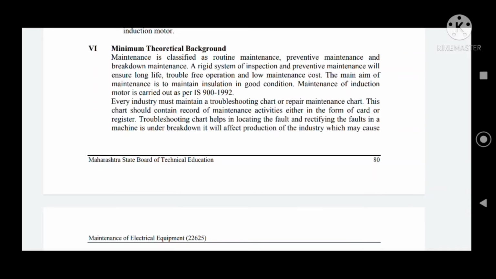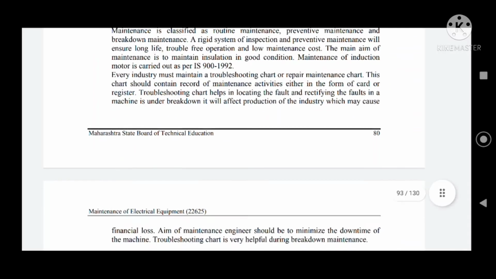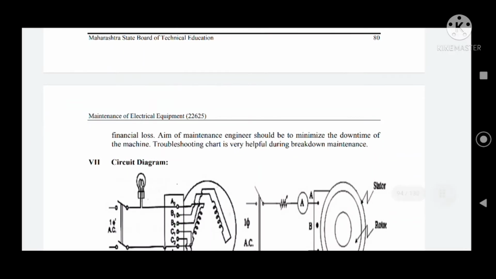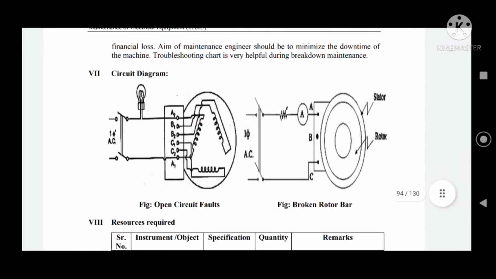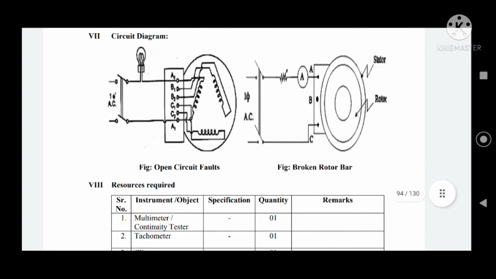It will affect production of the industry, which may cause financial loss. Aim of maintenance engineer should be to minimize the downtime of the machine. Troubleshooting chart is very helpful during breakdown maintenance. So this is the circuit diagram for this practical. Figure 1 shows open circuit fault and figure 2 shows broken rotor bar. So these are the troubles.